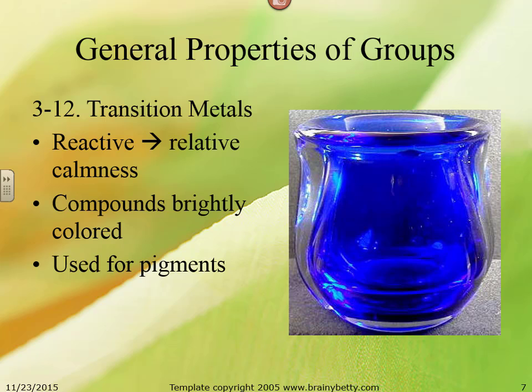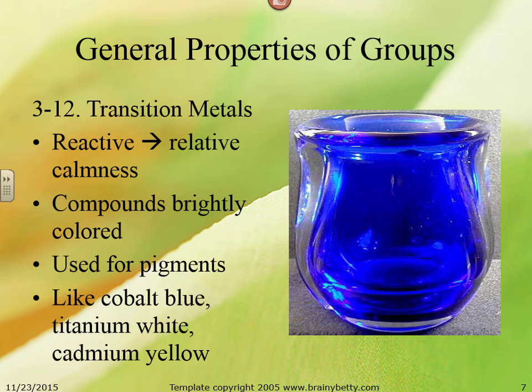So we have a lot of different elements in this section. Some are reactive, some are not. But one thing that they are all known for is their use as brightly colored compounds used for pigments. Such as cobalt blue, titanium white, ooh, cadmium, I forgot that one. Cadmium is a very bright kind of canary yellow when it's used as a pigment.